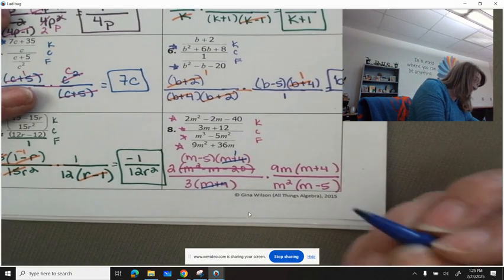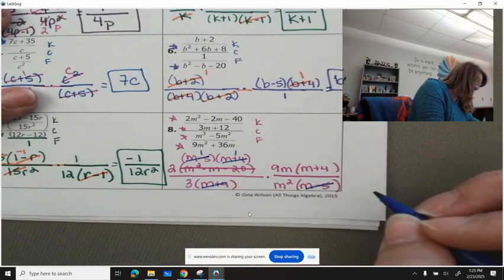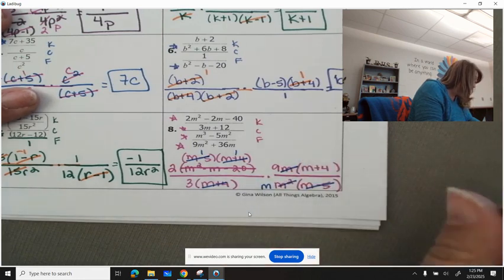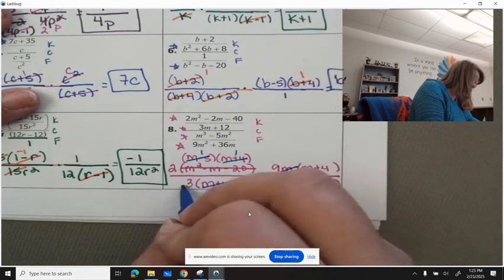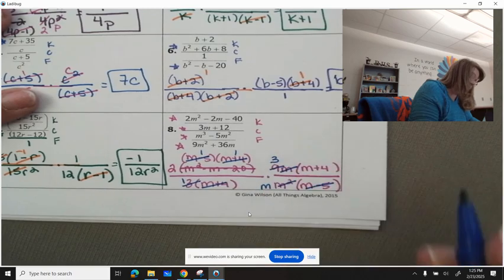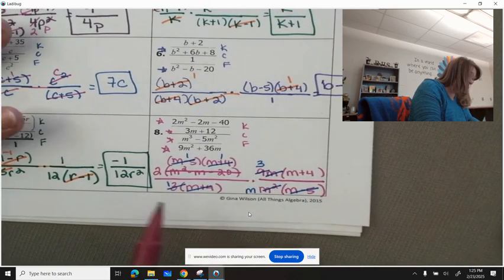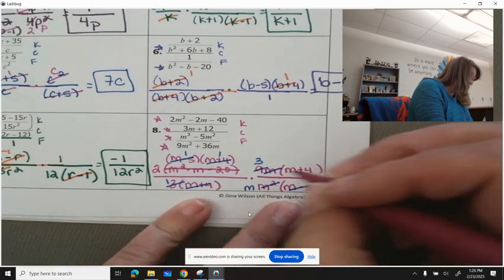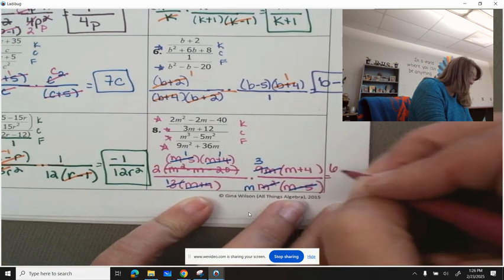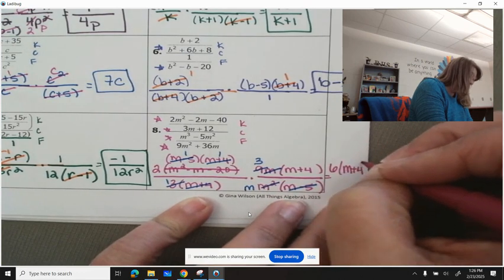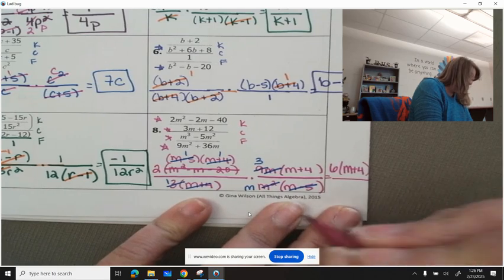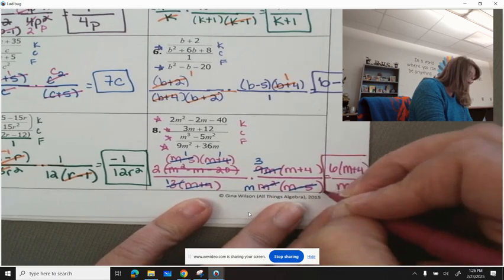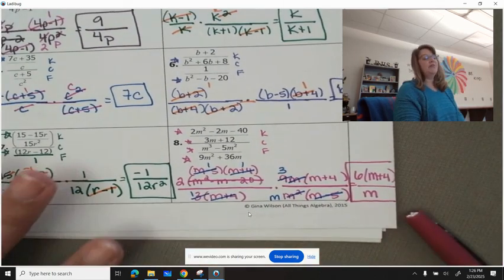All right, it looks like m minus 5s cancel. It looks like one of these m's can go with this m. And 3 and 9. So 3 divided by 3 is 1. 9 divided by 3 is 3. So if I look at what I have left in the numerator, here's a 2, 1, 1, 3. So it looks like I have a 6 for sure. 2 times 3 is 6. And this m plus 4 that I didn't have anything to cancel with, over 1 and just m. Okay. All right, so when we get on the backside now, they're going to be just a little bit harder.